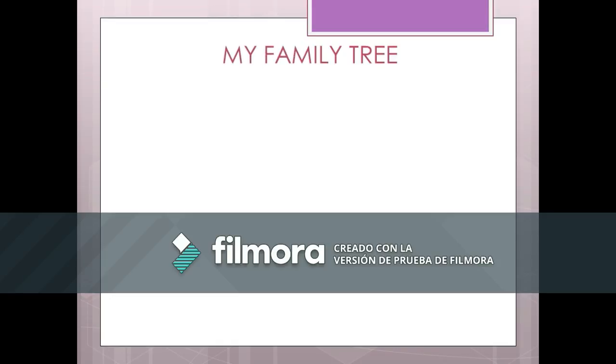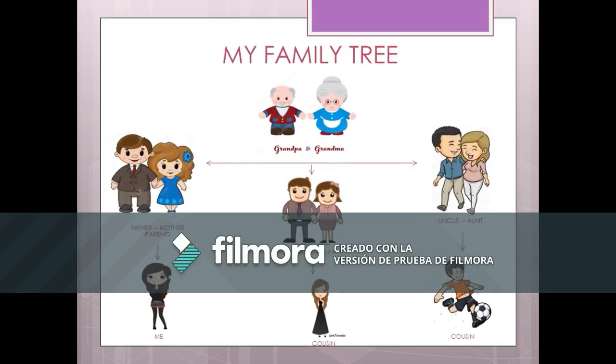My family tree. He is my grandfather and she is my grandmother. They are my grandparents. My grandparents have 3 children. He is my father and she is my mother. They are my parents. My father has 2 sisters. They are my aunts. My aunts are married and their children are my cousins.